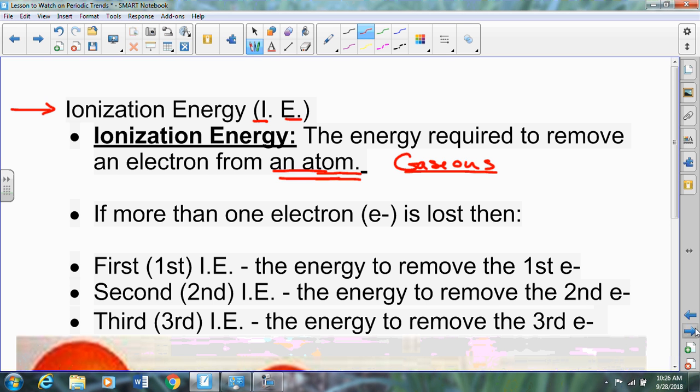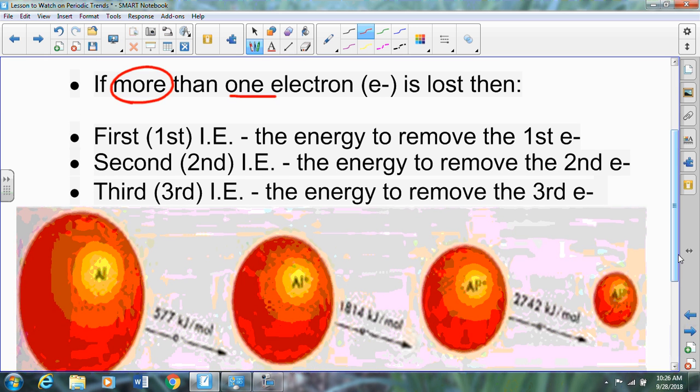We haven't really talked about this before, but sometimes one electron is removed, and then other times there is more than one. So make sure you have down the definition. If you get into a situation where more electrons are being removed, for instance, a second electron being removed, it's called the second IE. If you're removing 3 electrons, it's called the third IE, or ionization energy.